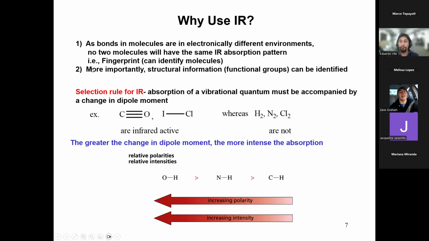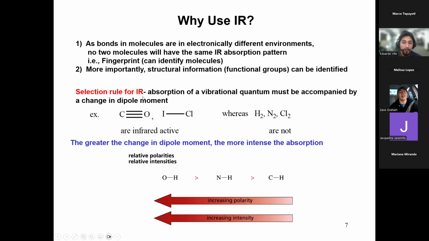Since all bonds are different in a molecule, for example, a ketone might be a carbon oxygen, but that carbon might be attached to a nitrogen or to another carbon. They produce very unique IR spectra, almost like a fingerprint. So each organic molecule has its own unique infrared spectra, and that is why we use IR. And then, of course, like I keep mentioning, we can determine what sort of functional groups are present in the molecule.